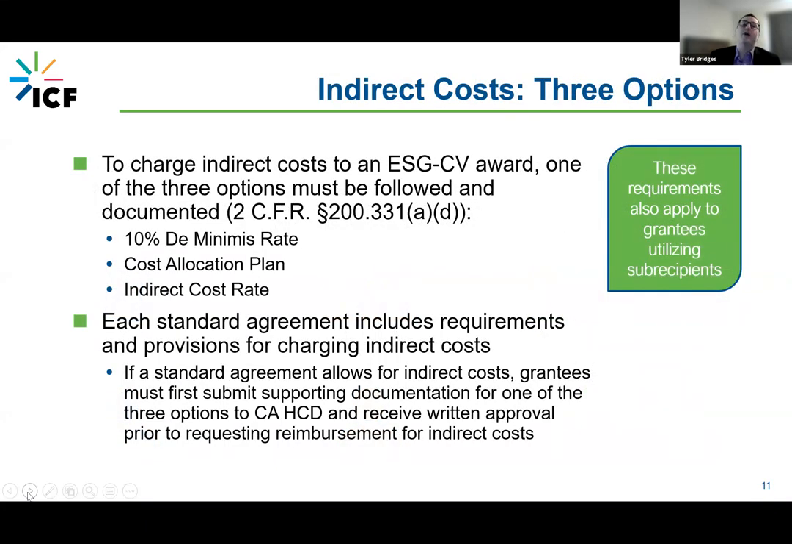For a grantee to charge indirect costs to an ESG-CV award, their standard agreement must require that one of three indirect cost methods are followed and documented. The three methods are the 10% de minimis rate, a negotiated indirect cost rate agreement or NICRA, or a cost allocation plan. Each standard agreement also includes requirements and provisions for charging indirect costs. If a standard agreement allows for indirect costs, grantees must first submit supporting documentation for one of the three options to HCD and receive written approval prior to requesting reimbursement for indirect costs. This will be covered in the second part of this training today.